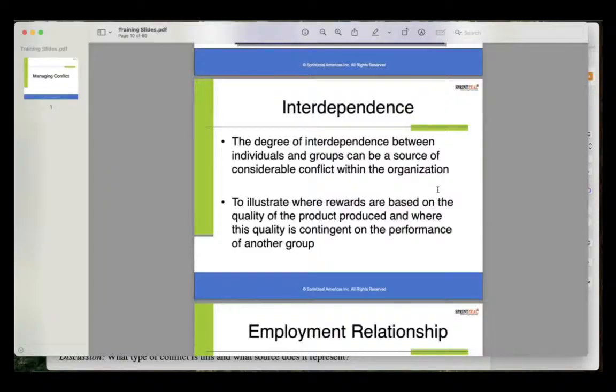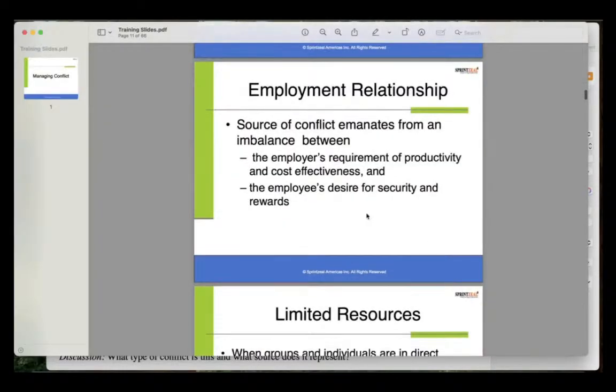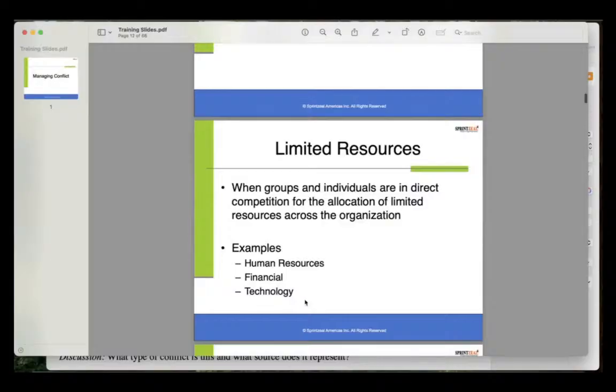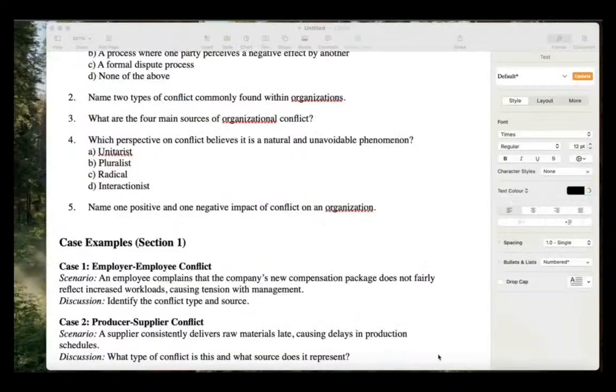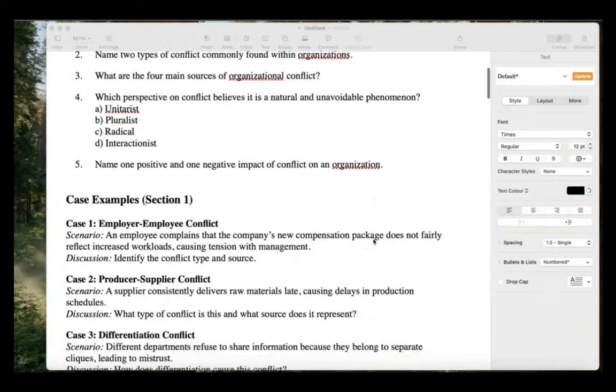Yes. The thing is, the source can be one or more. It's not like it has to be one particular source only. That's true, interdependence, you are right on that part. The source of this particular case is interdependence that we have discussed. Then it can be limited resources also, right? When does limited resources happen? When groups and individuals are in direct competition for the allocation of limited resources across the organization. So these two can be the sources of the particular conflict, right?